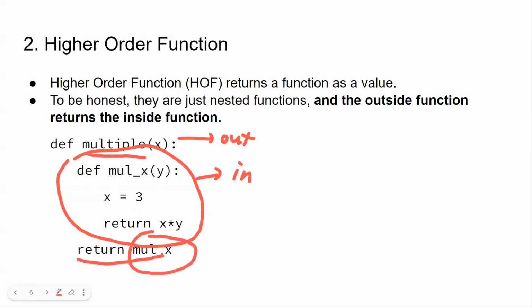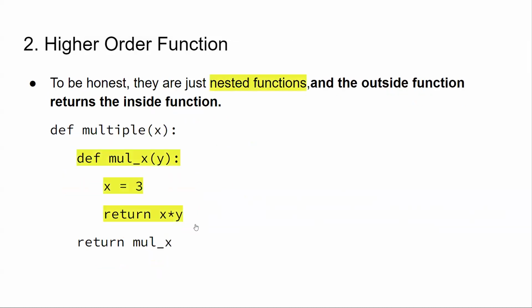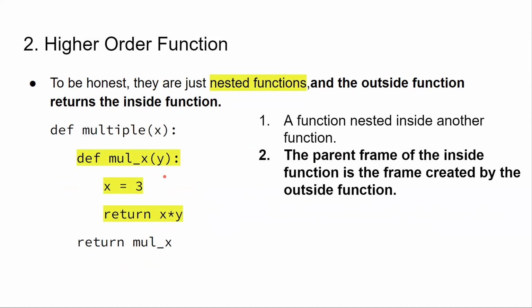Like mul x is just a function nested inside the multiple function. So they're just nested functions. And also the outer function returns the inner function. The parent frame of the inside function is the frame created by the outside function, which means that the parent frame of mul x is the frame created by multiple, one of the calls.